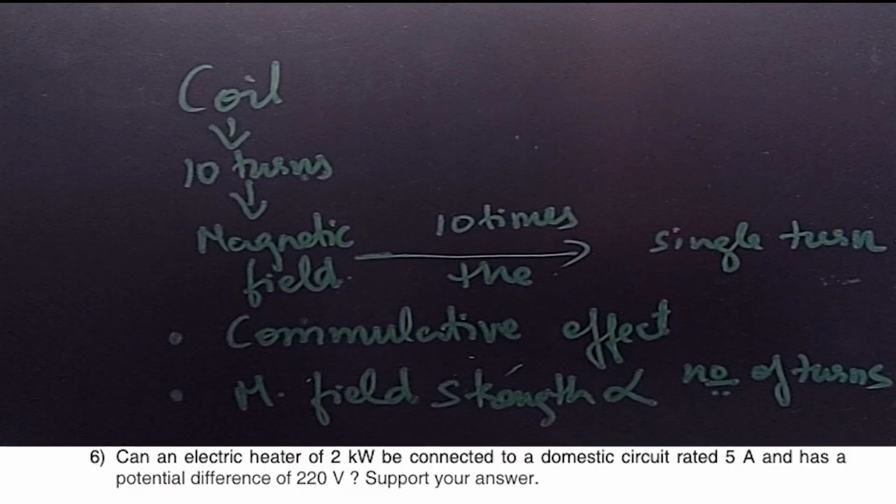Question number 6. Can an electric heater of 2 kilowatt be connected to a domestic circuit rated 5 ampere and has a potential difference of 220 volt? Support your answer. You are supposed to check whether the condition is possible for a given current and voltage value, and the electric heater of this power, that is nothing but 2 kilowatt, is it possible to connect it?